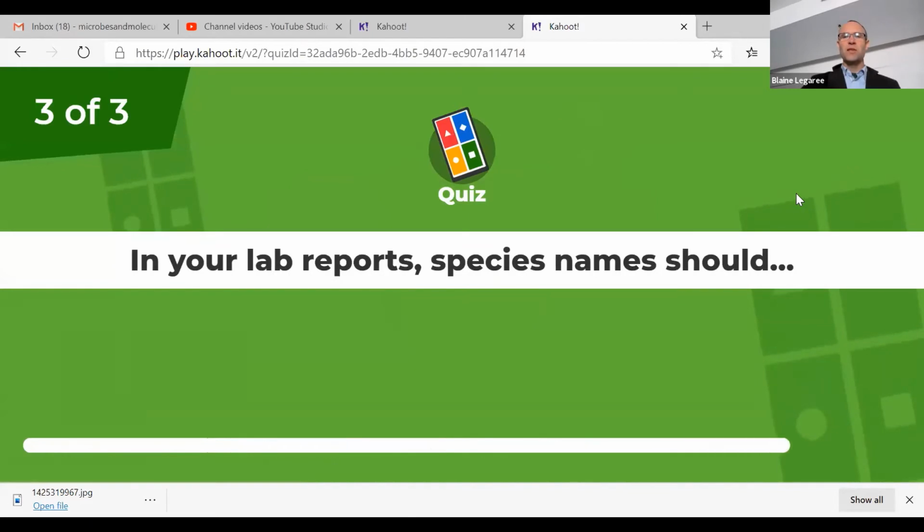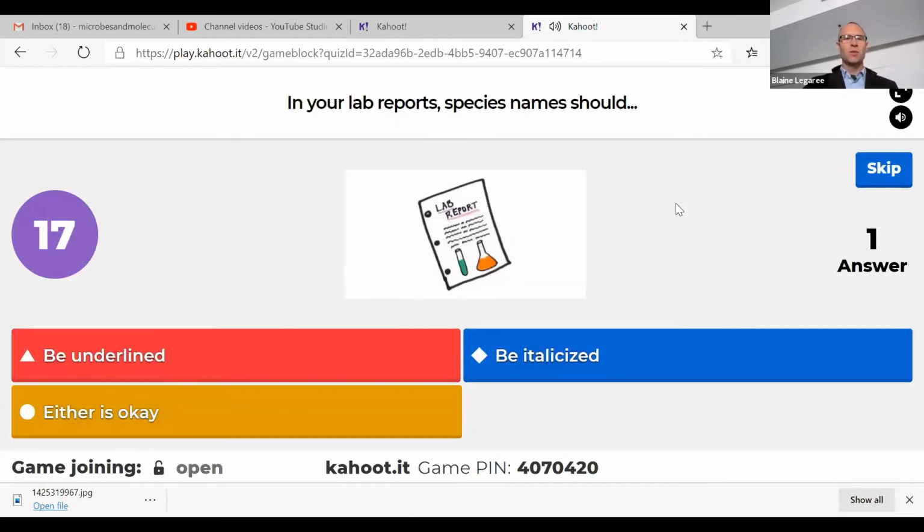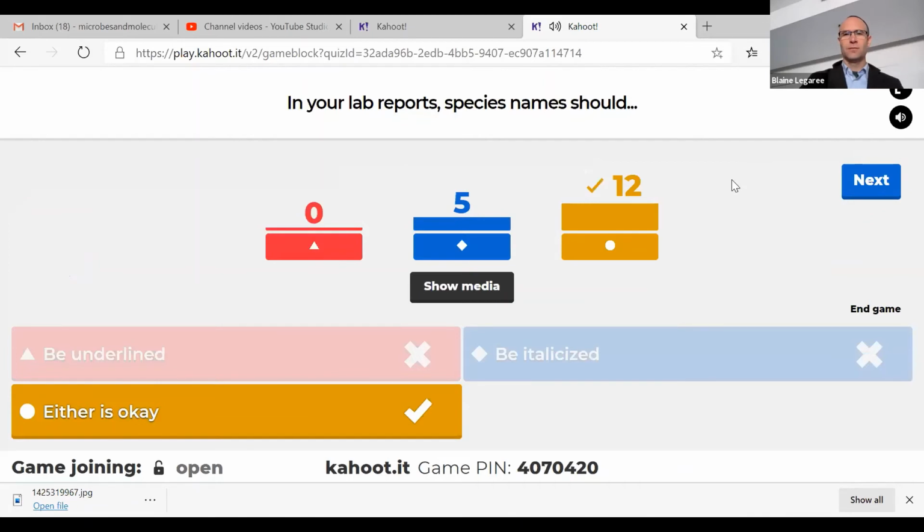In your lab report, species name should be underlined or italicized, either is okay. Usually typed, the preference is italicized, and written by hand, underlined. But either is okay, although I do prefer italicized, but I will accept either.